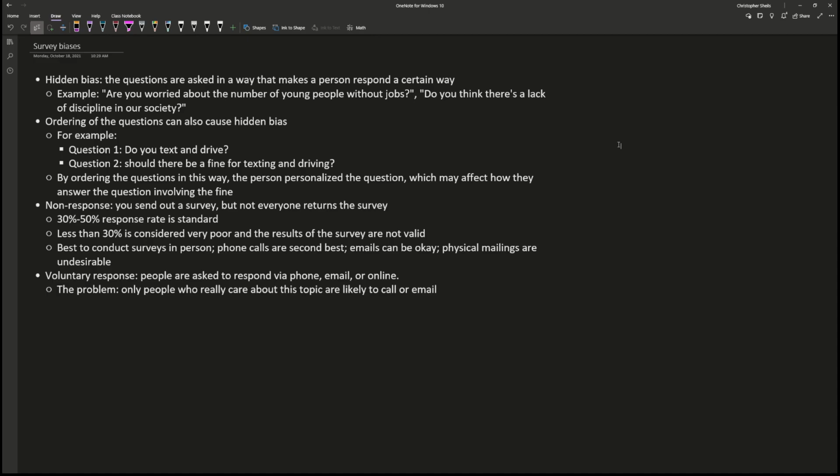Whenever you're asking a leading question, right, you're asking a question in a way that will make people respond a certain way. For instance, are you worried about the number of young people without jobs? Or do you think that there's a lack of discipline in our society? Whenever you ask a question like this, people sometimes feel pressured to say yes, right?